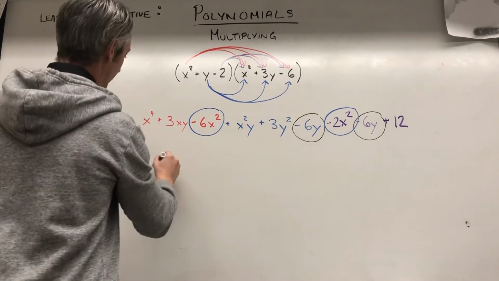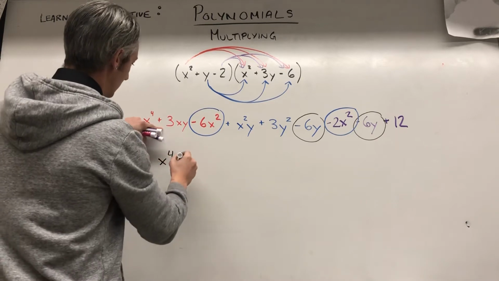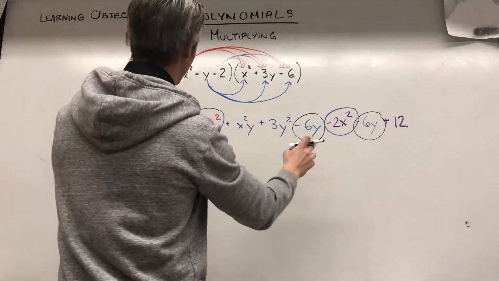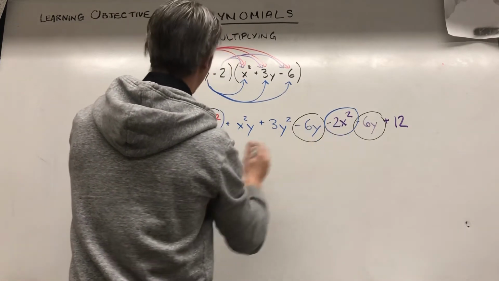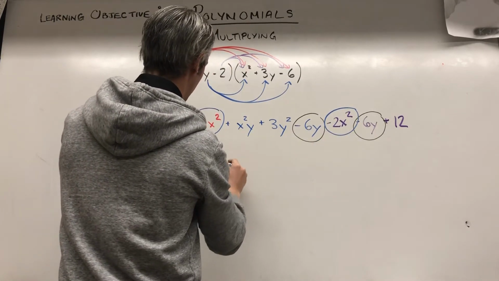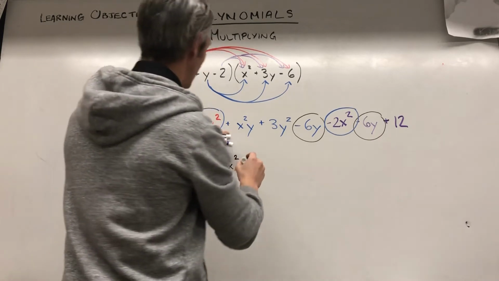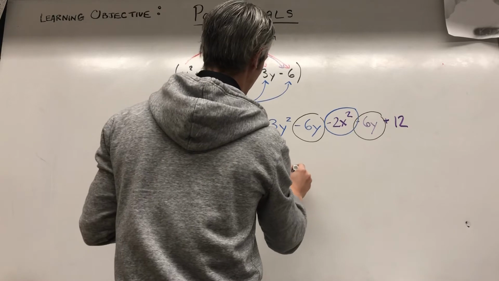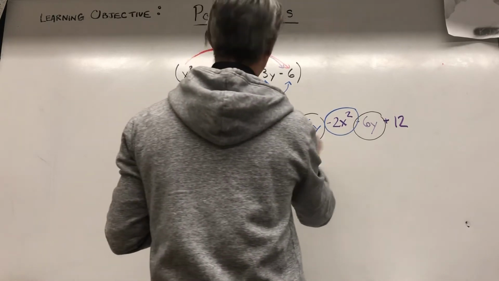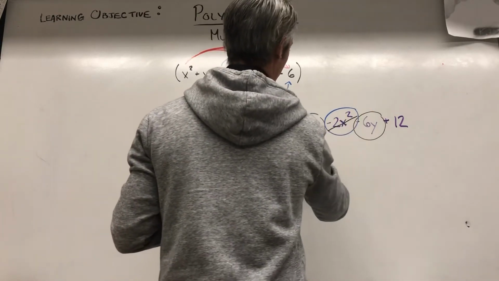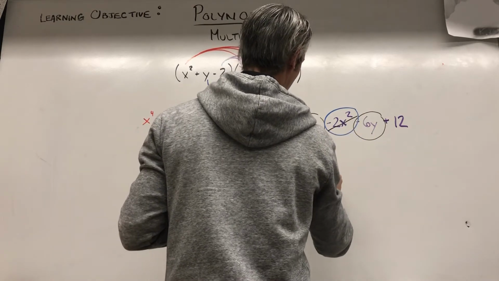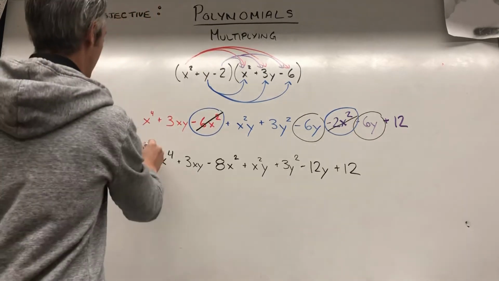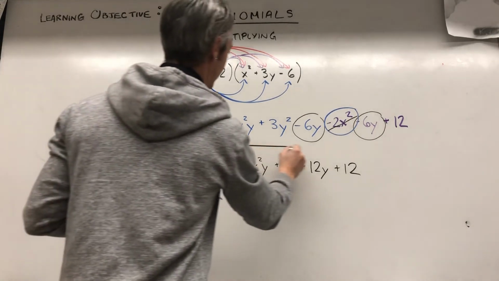So this, I'll bring this down. So I have x to the 4th plus 3x squared y minus 6x squared minus 2x squared is minus 8x squared plus x squared y plus 3y squared. And then, so I took care of this guy, took care of this guy. Minus 6y minus 6y is minus 12y plus 12. Okay? That's the final answer there.